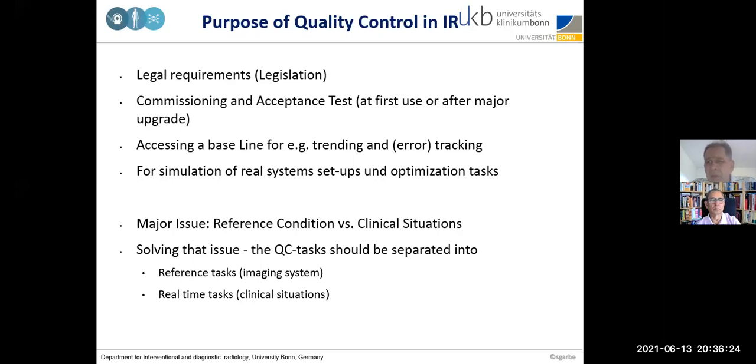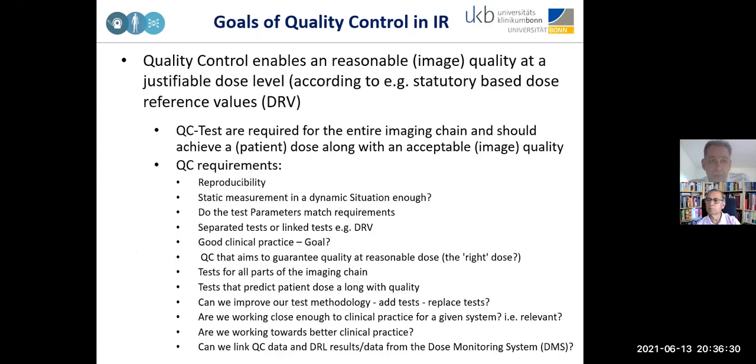That's definitely different to what we have learned in quality control for conventional radiology. The quality control should enable a reasonable image quality at a justified dose level. That's something which is generally written over every quality control, and you really have to stick to your reference values. We will come to the reference values for interventional radiology later on.